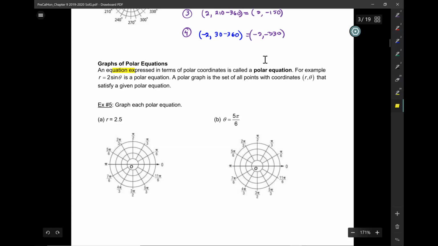An equation expressed in terms of polar coordinates is called a polar equation. What you've been graphing until now, the parabolas, the cubic functions, the trig functions, those are all rectangular equations. These are polar equations, all right?